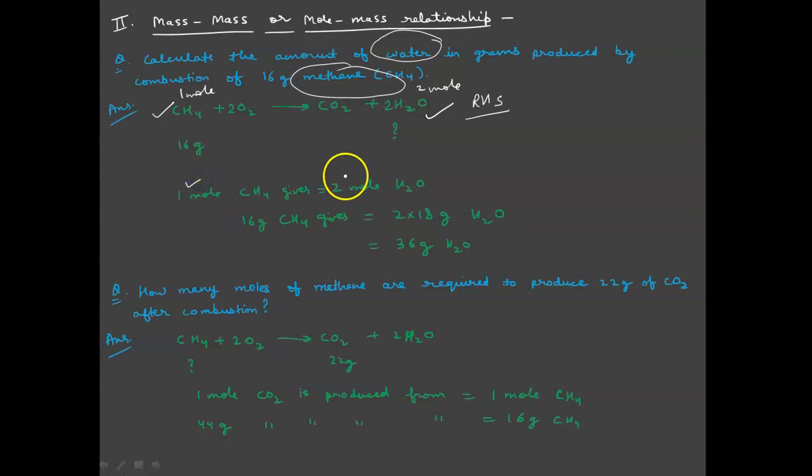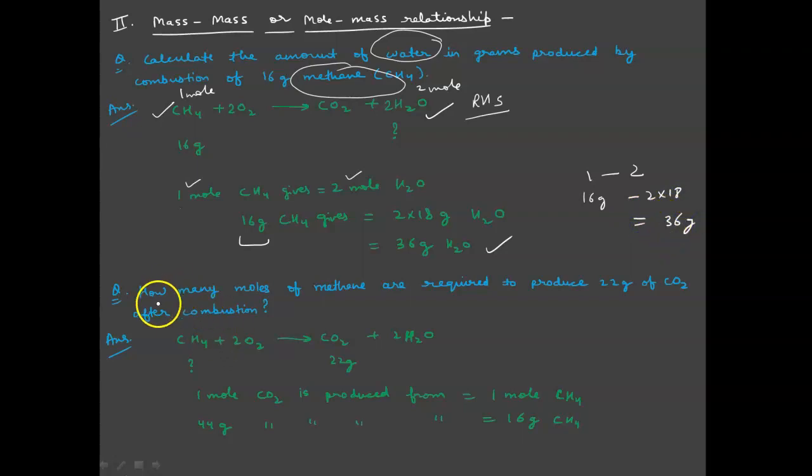1 mole is giving 2 mole. We can say 16 gram, which is the molecular mass of 1 mole of methane, gives 2 into 18 gram. So basically we calculate for 1 mole, which is given as 16 gram. This is 2 mole, 2 into 18, this is 36 gram. So 1 mole giving 2 mole means 16 gram giving 2 into 18, that is 36 gram. This is a simple unitary method.